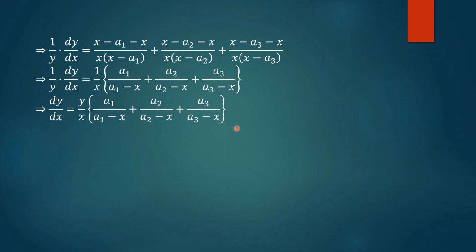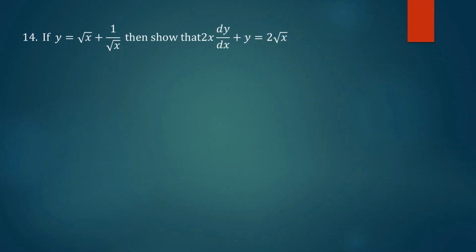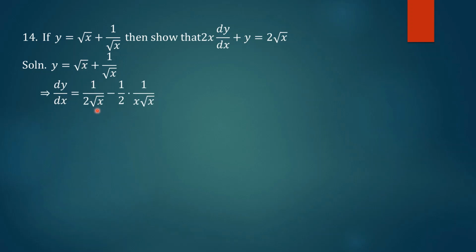Now we see another important question. This is your question: if y is equal to root x plus 1 by root x, then show that this one. This is again an important question and asked in CBSE. So first take the given expression, y is equal to root x plus 1 by root x, then differentiate it. So dy dx will be equal to this root x derivative is 1 by 2 root x, then it is actually x to the power minus half. So minus half into x to the power minus half minus 1, meaning x to the power minus 3 by 2.